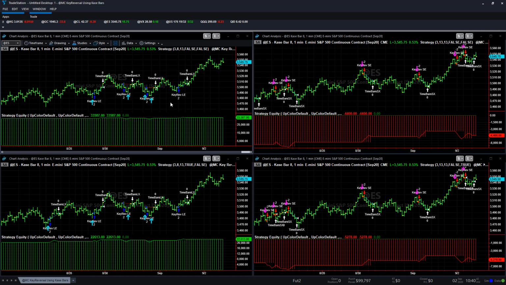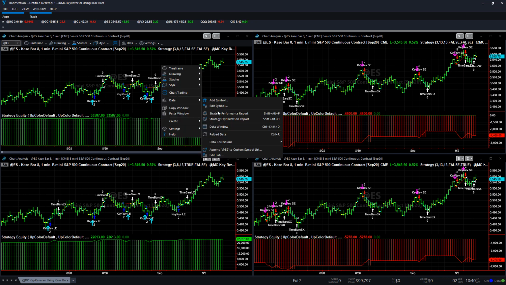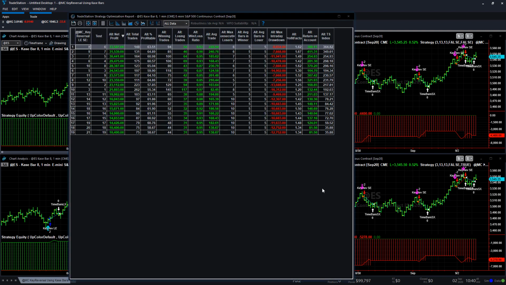There we go. And so now I can right click and go to data and strategy optimization report. And there's the 19 tests. Now this is phase 1 testing, so all I'm looking for here really is how many of the tests were profitable. In this case, all of the tests were profitable. You can see the winning percentages here. And what I did is I sorted by the TS index, and then we just look at the top 5. I will look at the top 5 and average those as the percent profitable.